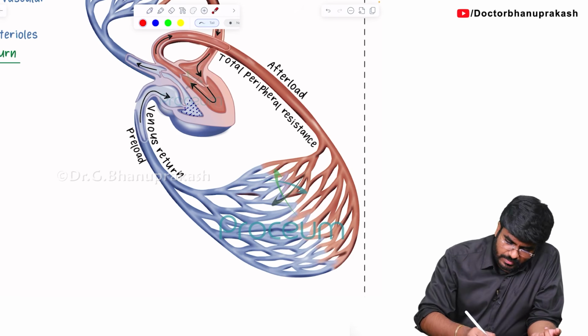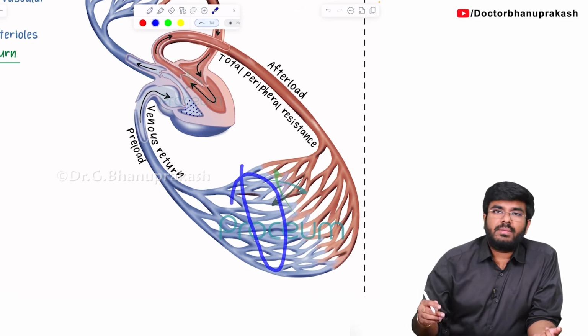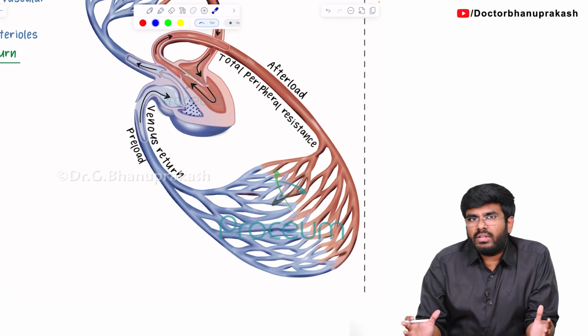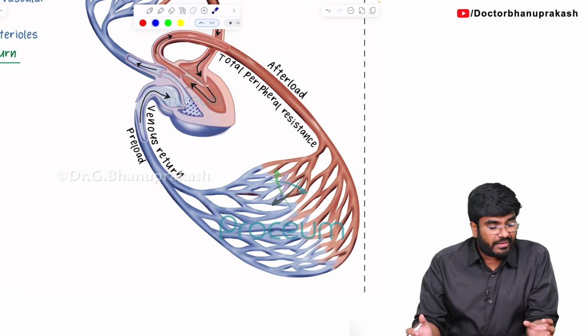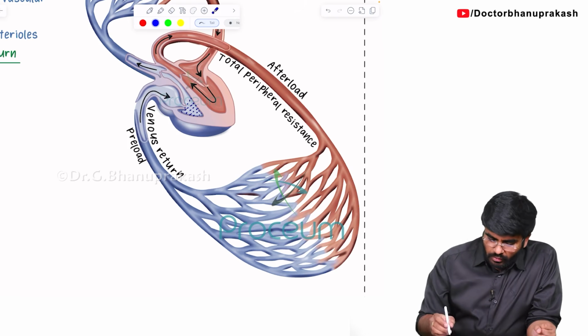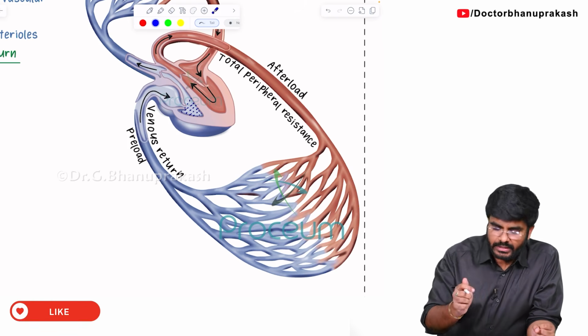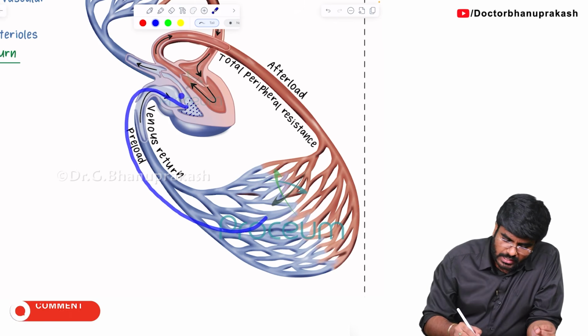If more venous blood, see these are all the veins. Veins are the place where your blood is stored. Most of the blood is stored in the veins. Now, what happened to your veins? Let's say the veins are constricted. Now, what will happen when the vein is getting constricted? It will push the blood towards the heart.